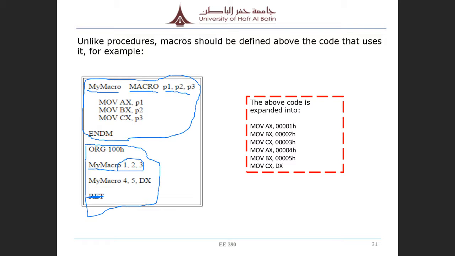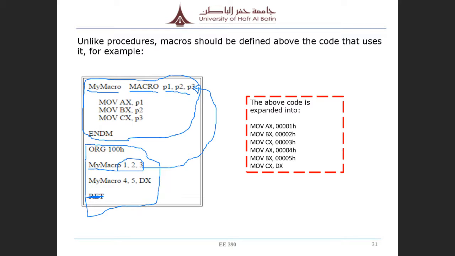Then it will come to MYMACRO, the function that is defined. The name is MYMACRO, and here you write MACRO P1, P2, P3. That means 1 is assigned to P1, 2 is assigned to P2, and 3 is assigned to P3. So MOV AX, P1 means P1 is actually 1, so the AX value will be 1, the BX value will be 2, and the CX value will be 3.